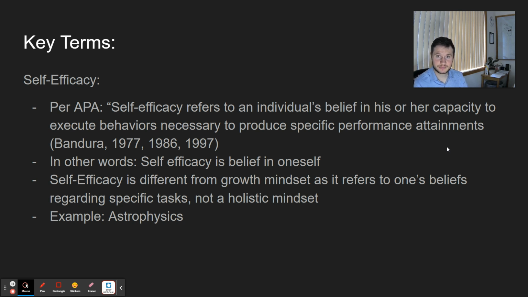Self-efficacy is me saying, you know, I think I'm going to go get a master's in astrophysics even though I've never done it before. There's a difference there. One is saying I'm capable of anything and everything if I work hard enough. One's saying I think I can do this one specific task correctly. Okay? Self-efficacy is the one specific task. Growth mindset's my worldview. I can do it all.